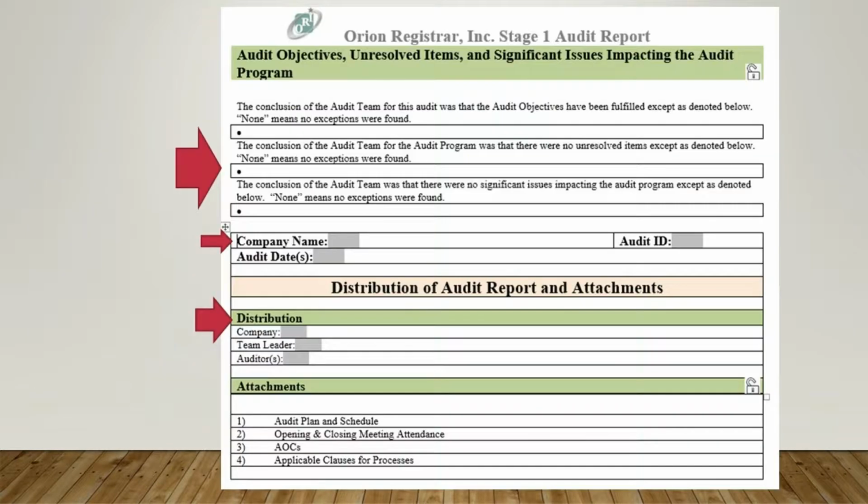To finish the audit report for Stage 1, fill all the unsolved items if there are any. Then, the organization's name, audit dates, and ID. In the distribution section, write the organization name, the team leader, and other auditors that participated in the activities.